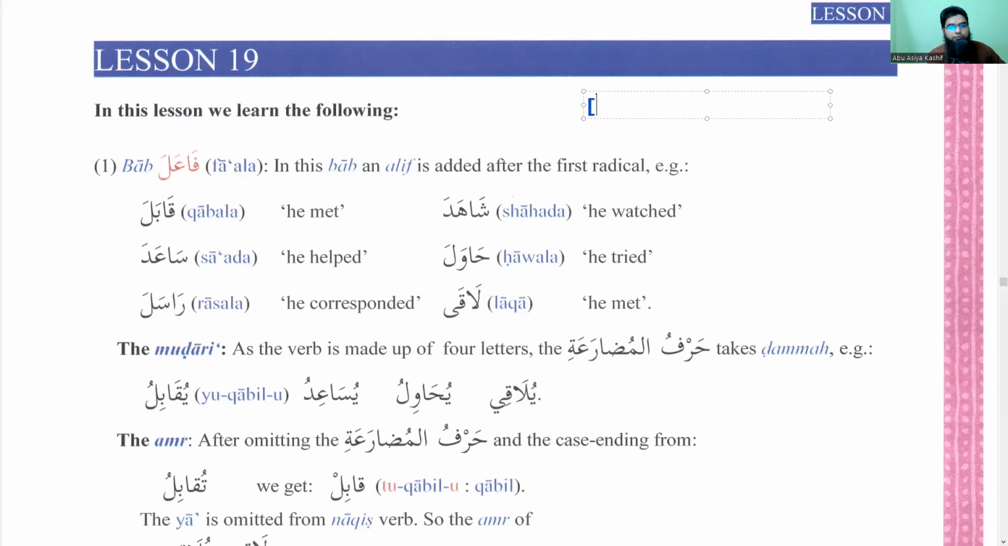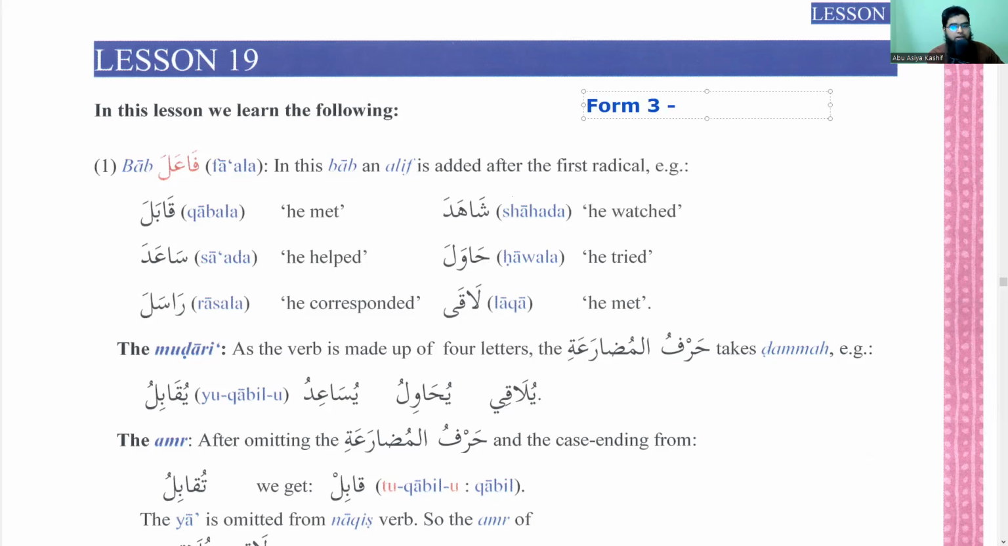So form 2. Form 2, we learned fa'ala. This is called fa'ala, like darrasa. So we'll have 4 letters now. Da, ra, twice ra, and then sin. And then we learned form 4. In the last 17th lesson, we learned form 4. And we learned af'ala. Right? We add a hamza. 4 letters. Hamza, fa, ain, and lam. Like aslama, yuslimu. Correct? So in lesson 19 onwards, we began with form 3.